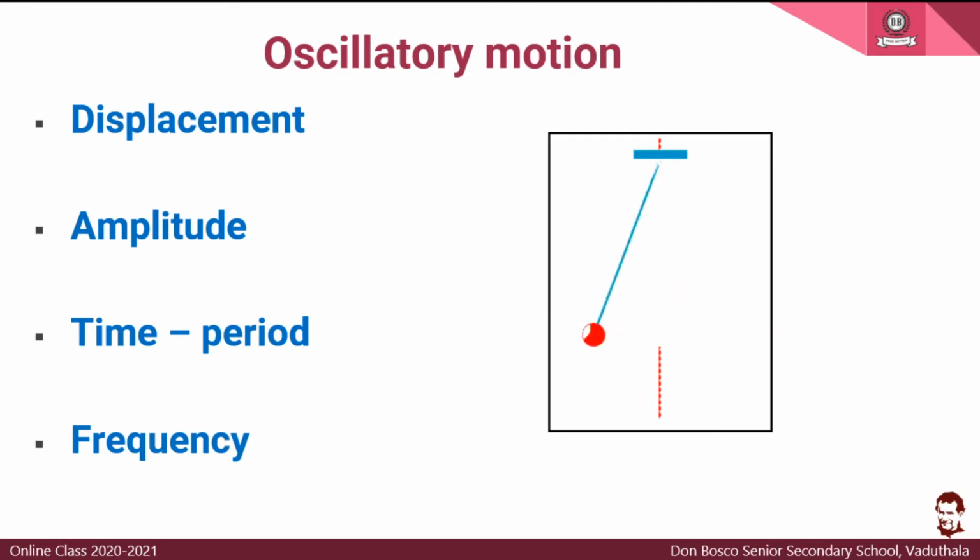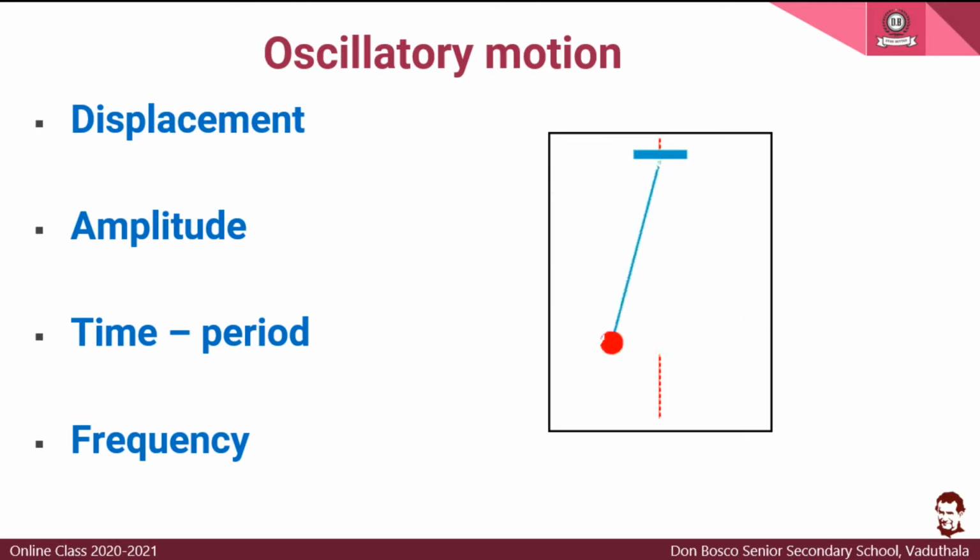What is meant by displacement in oscillatory motion you have studied. From the mean position, the maximum displacement is called amplitude, but in between, anywhere, it can be called displacement. That means the deviation from that central point is called displacement, and that maximum displacement is called amplitude. For one complete oscillation, the time taken is called time period.